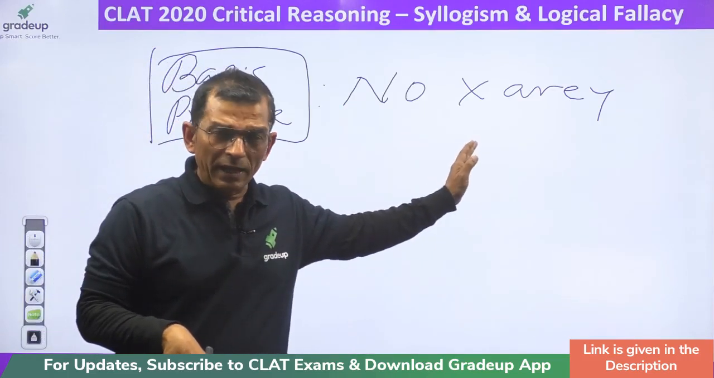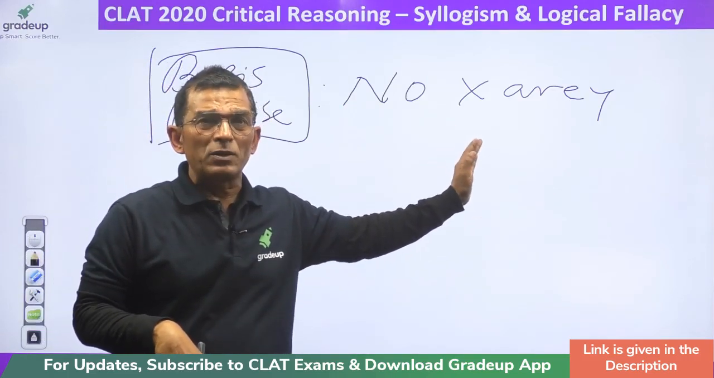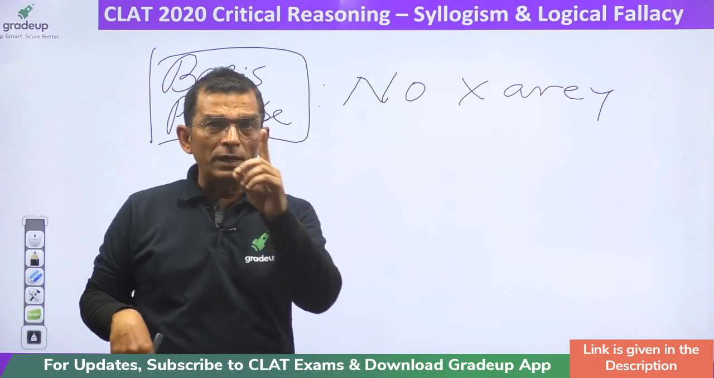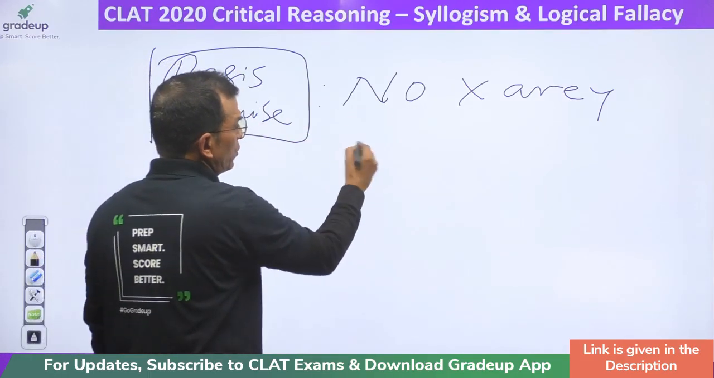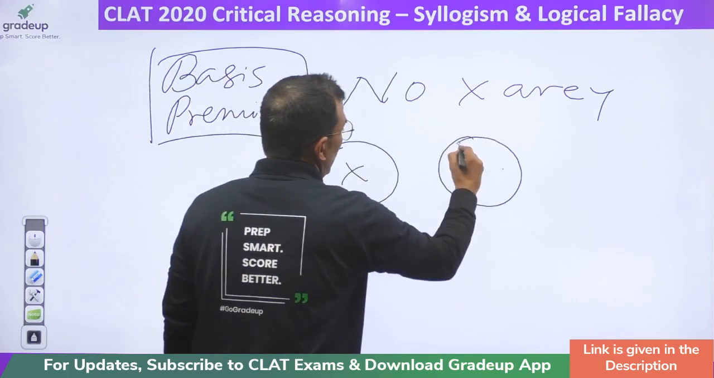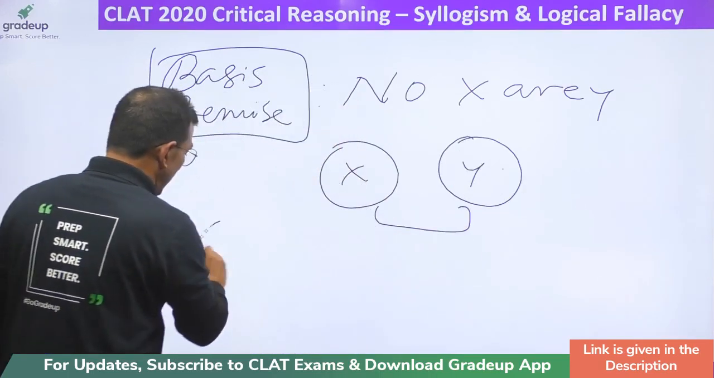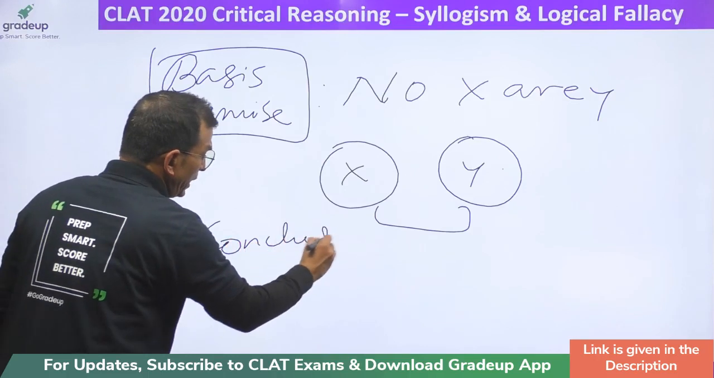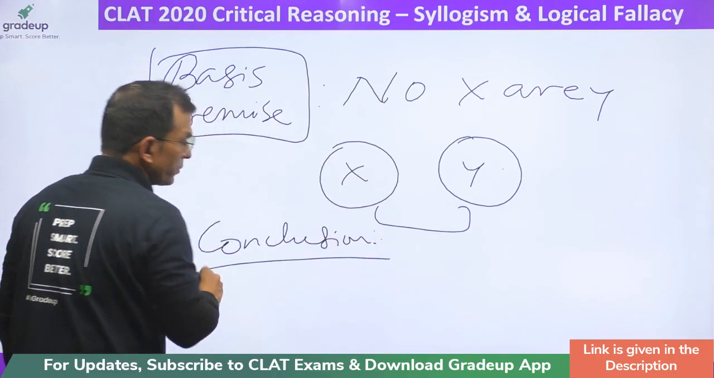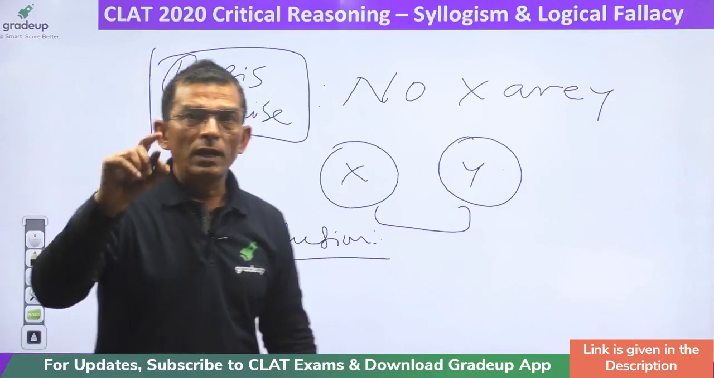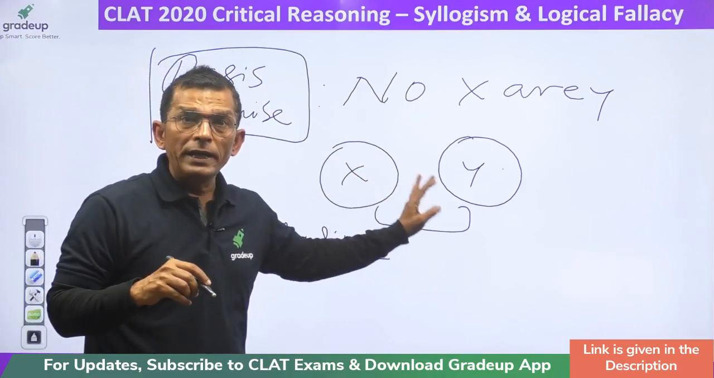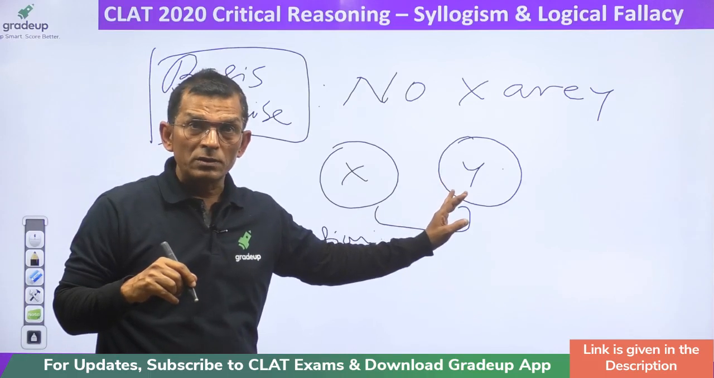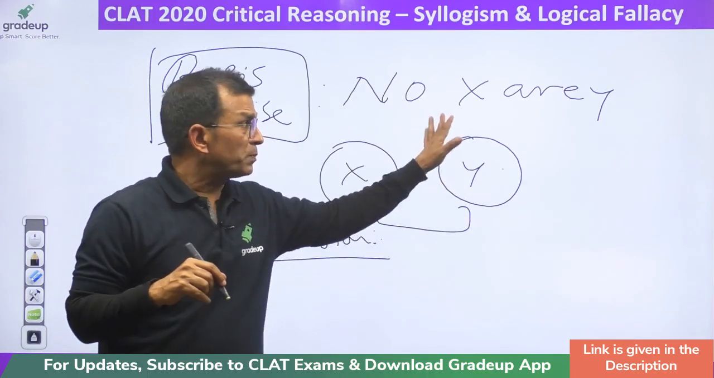How many different ways can I illustrate this particular statement? There is only one way. There is only one way I can write no X are Y. Now, is there any conclusion that I can draw which can be definitely true? You tell me now. Can we draw any definitely true conclusion from this particular statement?